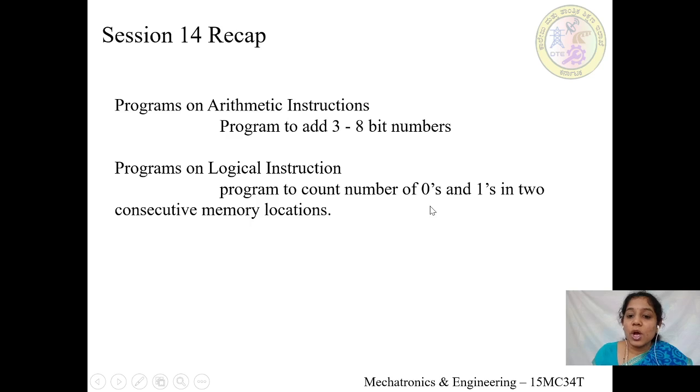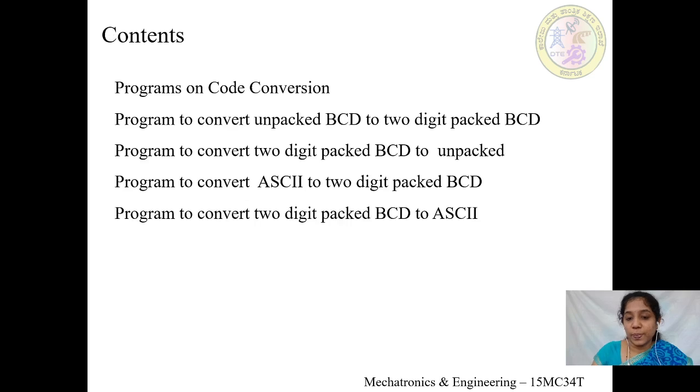What was the logic used in counting the number of zeros and ones? We rotated the contents of the accumulator. If carry is set, that is 1, then we incremented the contents of the ones memory location. If the carry flag is reset, that is 0, then we incremented the content of the memory location holding the count of zeros.